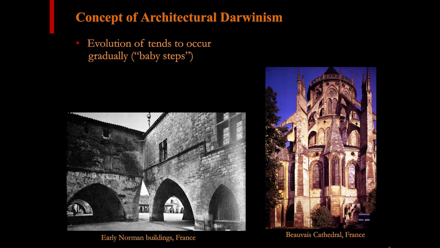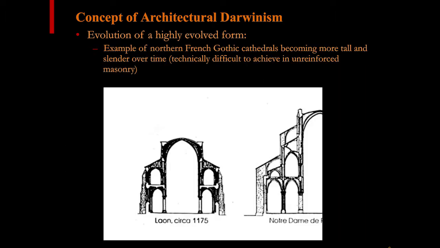So this is a highly evolved form with flying buttresses and all, and it's pretty easy to make low, short, squat, very blocky, unreinforced masonry buildings. So you start out with something like this where they go from the semicircular Roman arch to a pointed arch. They start to open it up more and more. These are some baby steps along the way, some early Norman buildings in France. And if you look at cross-sections through the northern French Gothic cathedrals over time, arranged chronologically from upper left to lower right, you can see them getting taller and more slender, as we would say as structural engineers, which again gets harder and harder to make work under wind loads.